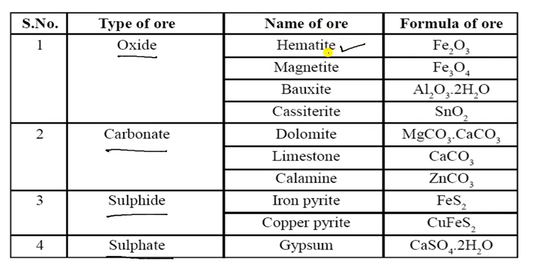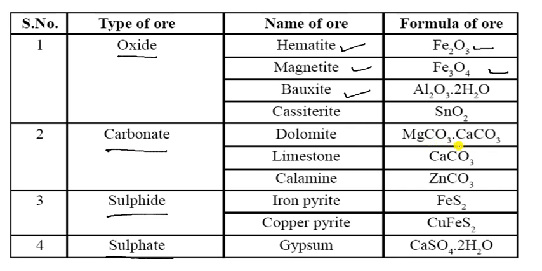The first one is hematite, which is an iron ore. Hematite, the formula is Fe2O3. The second one is magnetite, Fe3O4, which is also an iron ore. Bauxite, Al2O3.2H2O, is the ore of aluminium. Cassiterite is SnO2.